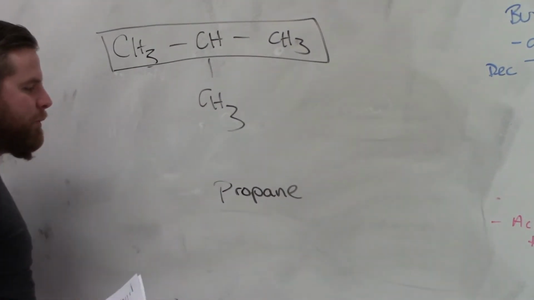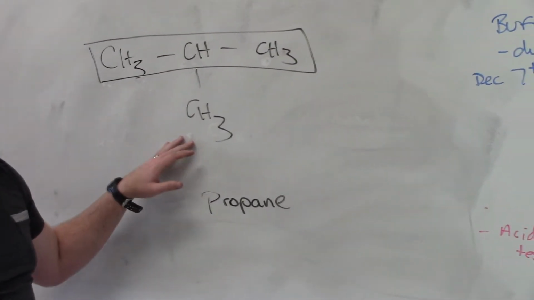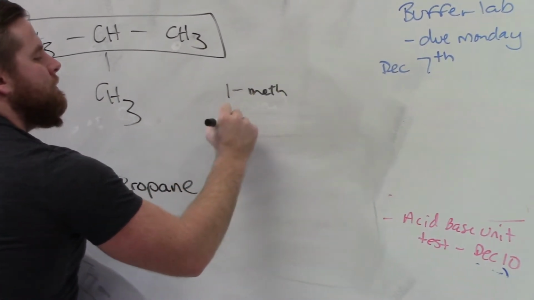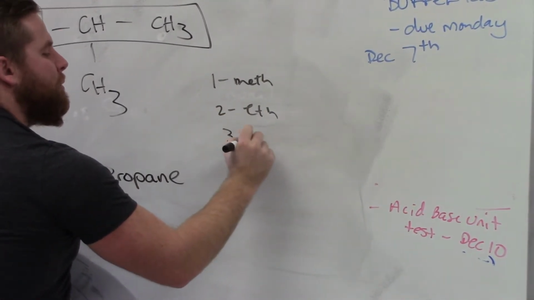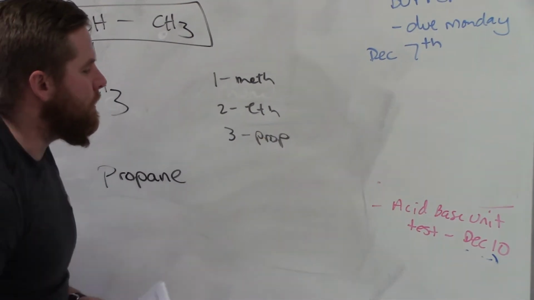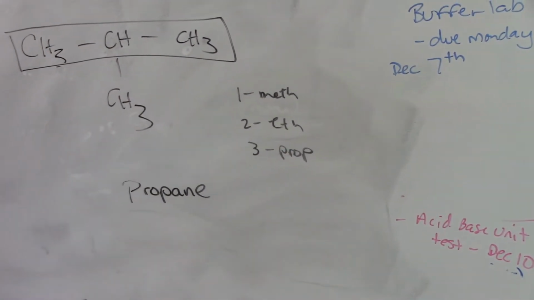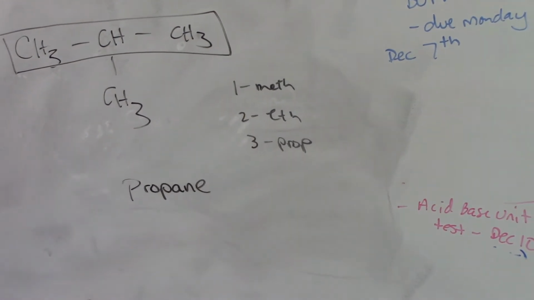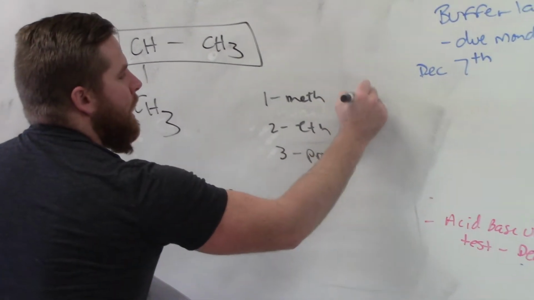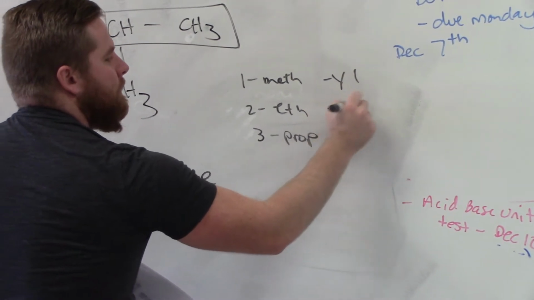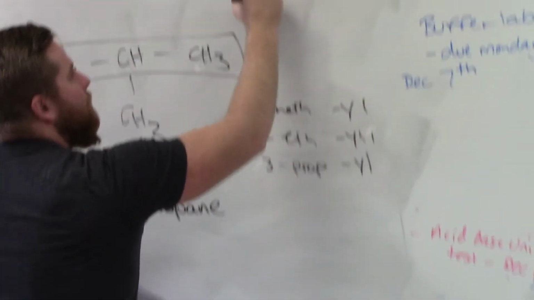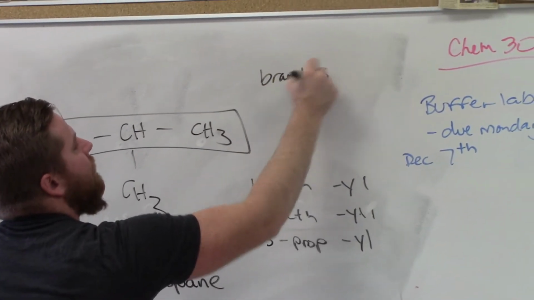We can have multiple different types of branches off of this. Remember that 1 is meth, 2 is eth, and 3 is prop. When we name the branches, we use the same prefixes. Branches are indicated with YL at the end. YL. So branches are alkyl groups.